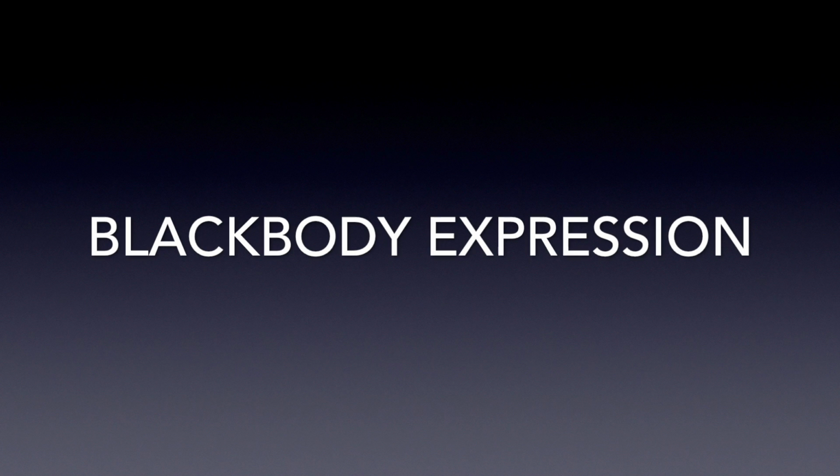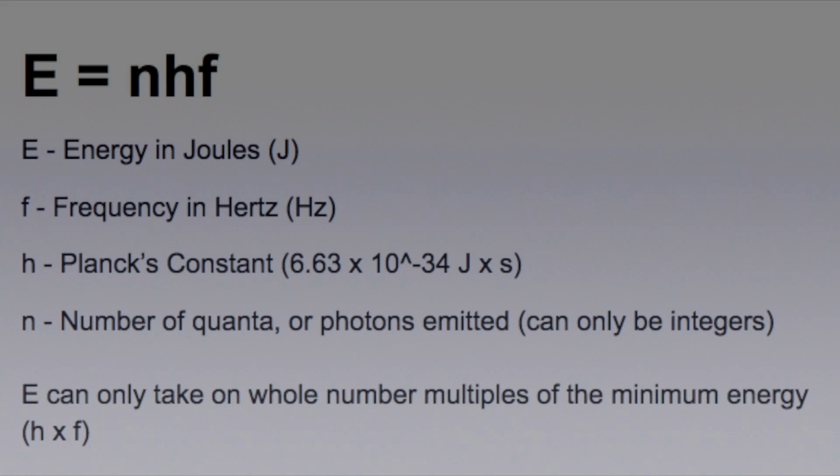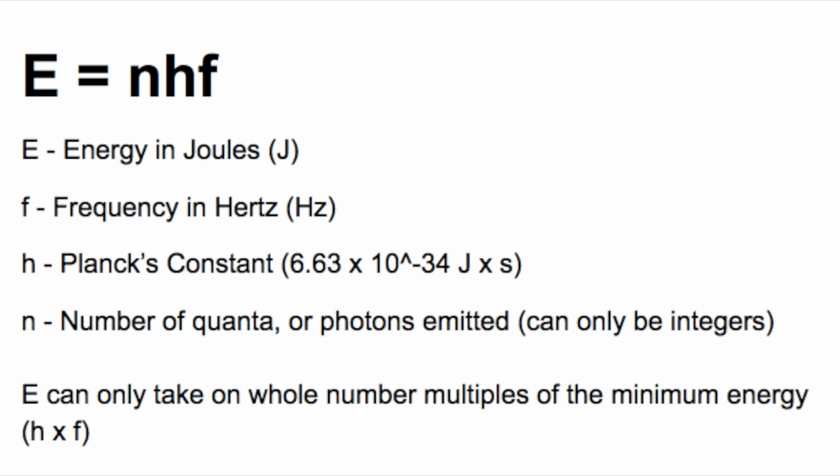Using Planck's constant, Einstein created an equation that determined the energy of a photon at a certain frequency, E equals nhf, where E is the energy in joules, f is the frequency in hertz, and h is 6.63 times 10 to the negative 34 joule seconds, which is called Planck's constant, which he determined by experiment. n represents the number of quanta, or photons, emitted.